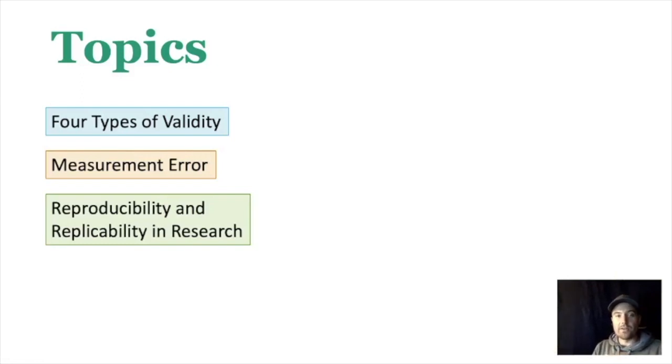Today's topics are the 4 types of validity and threats to those. We're going to talk about measurement error, and we're going to finish with talking about reproducibility and replicability in research. This is a hot topic as of late, and we're going to talk about ways to improve the situation for you as a researcher and what to look for in other research.